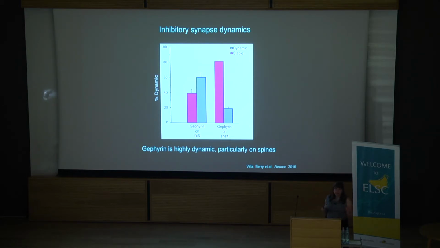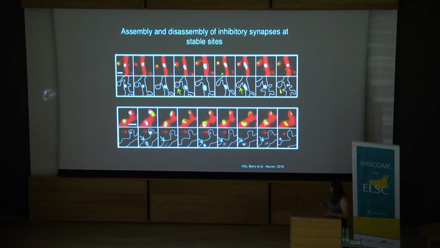remarkable that if we image over 8 days, 60% of those inhibitory synapses on the spines will undergo at least one dynamic change. So this is really pretty drastic. So what does this look like?